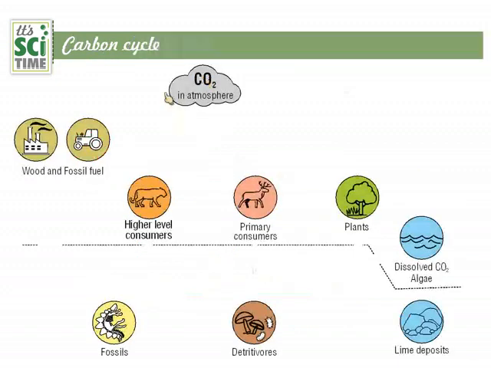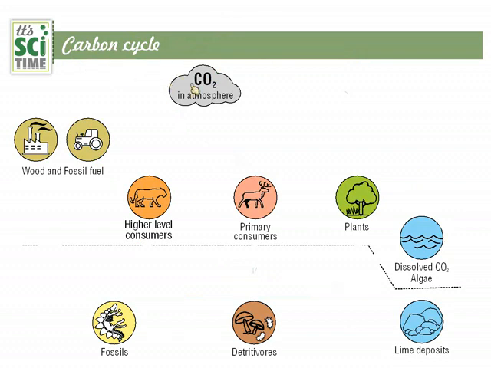And the next thing is the cycling of materials. Flow of energy we discussed. This time, the cycles. Energy is never cycled because energy flows only one way. I mean, once the energy comes from the sun, it will never travel back to the sun. But here, the materials cycle. First we will talk about the carbon cycle.